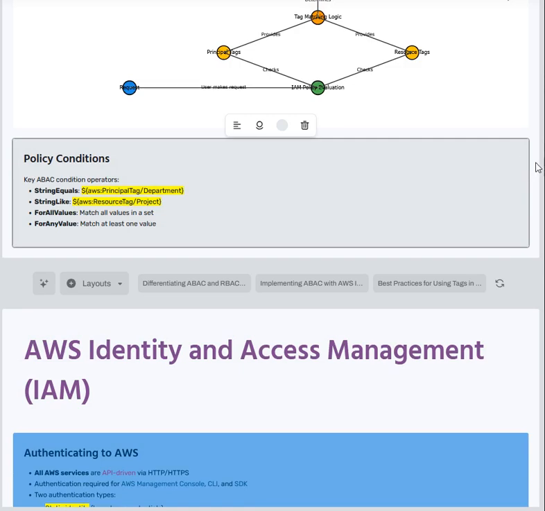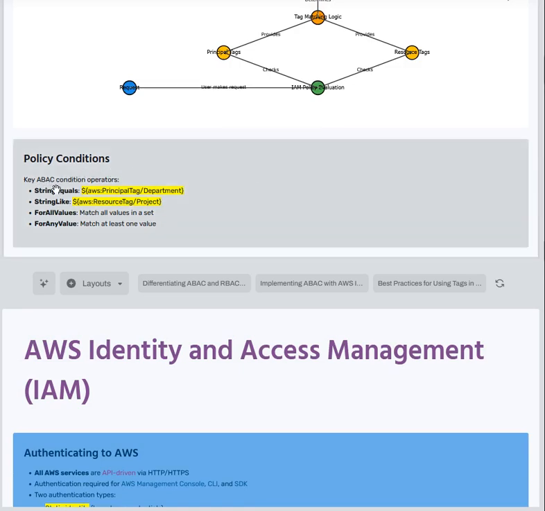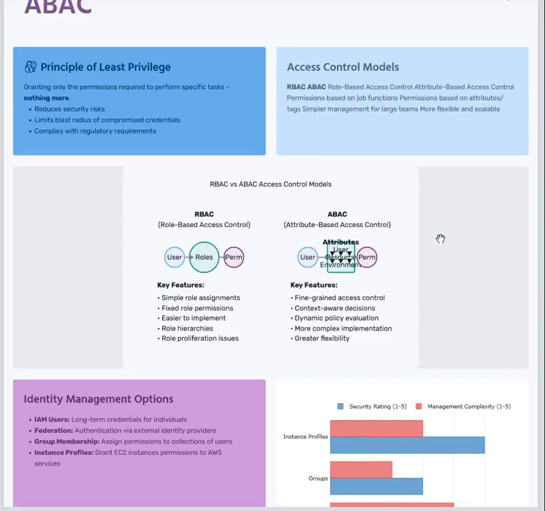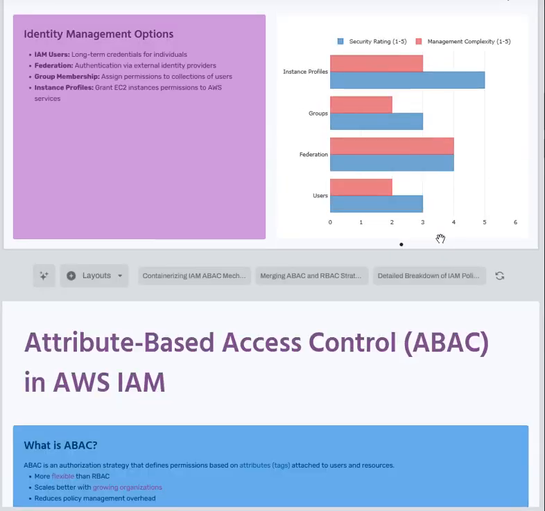Okay, so here we get the policy conditions, key attribute-based access control conditions, operators, right? String equals AWS principal tag department, string like AWS resource tag project. For all values, match all values in a set. For any value, match at least one value in a set. This is the granular control, role-based versus attribute-based tag.